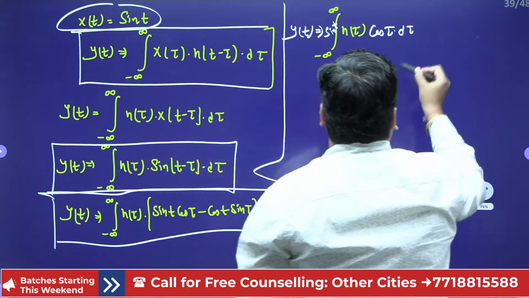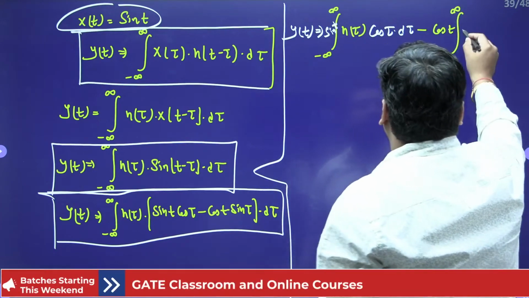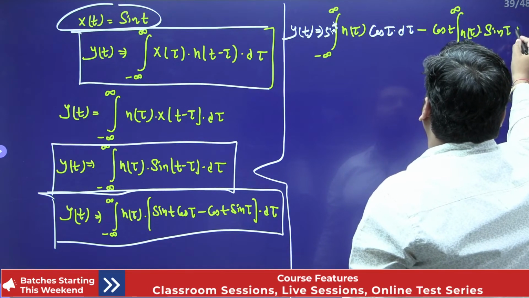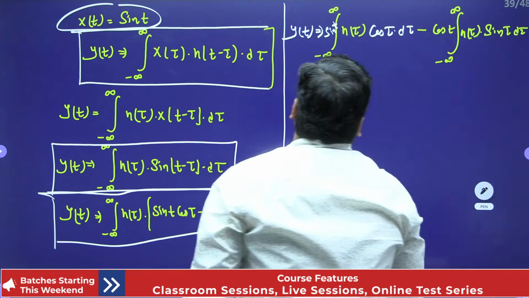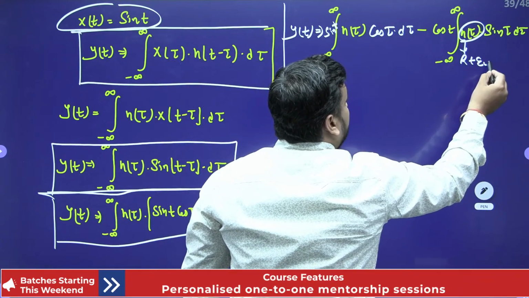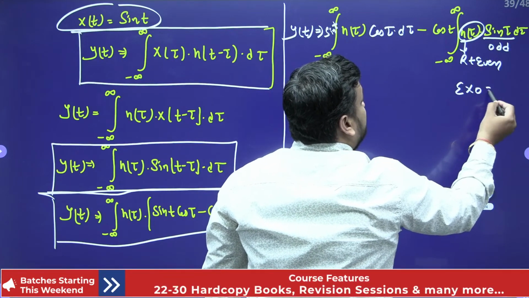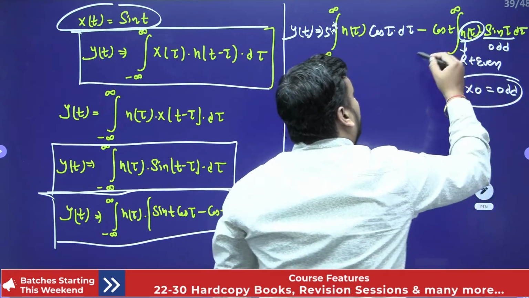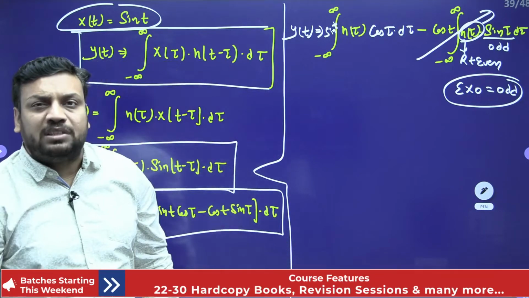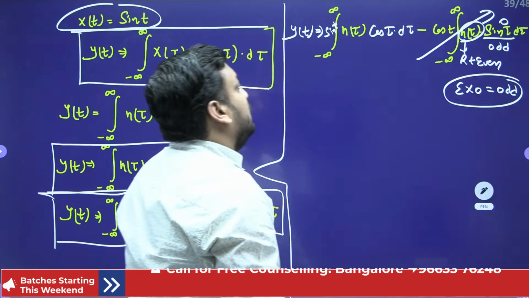And again here also you can take minus cos t outside. So inside the bracket you will get the integral from minus infinity to infinity of h(τ) sin τ dτ. You know that, student, because h(τ) is given as real plus even, and the sine function is nothing but odd, and we know that even into odd is nothing but odd. So when you integrate the odd signal from minus infinity to infinity, you are actually calculating the area of an odd signal, and we know that the area of an odd signal will always be 0.